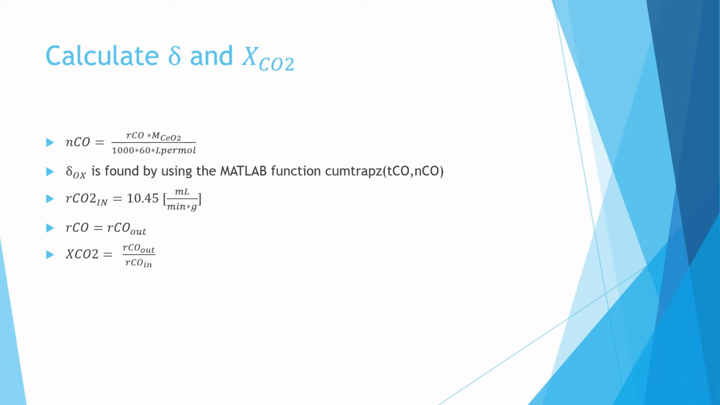Next, we know that the oxidation rate for CO2 in is 10.45 milliliters per minute times grams, and that the rate of oxidation for carbon monoxide equals RCO out. Using both of these values, we could plug in for RCO out divided by RCO in and find XCO2.